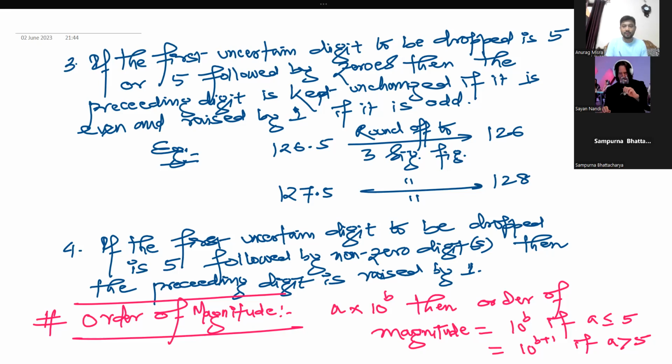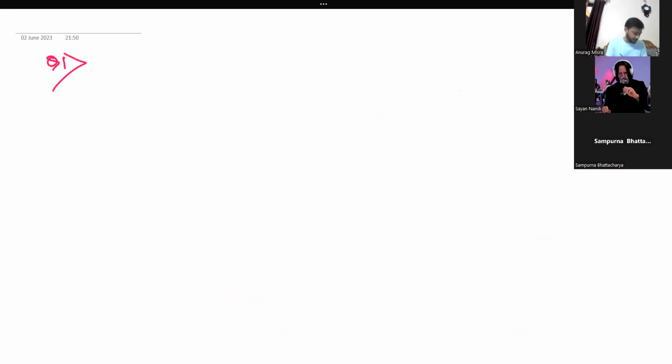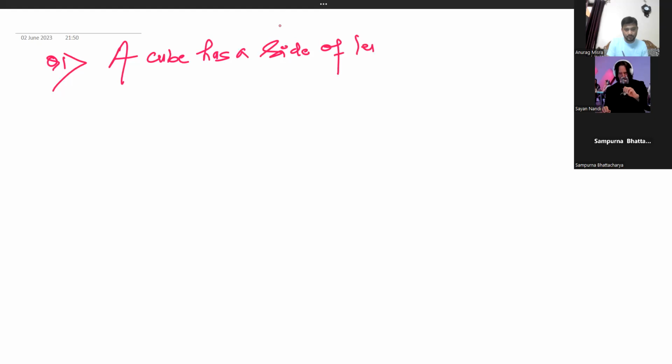The first problem that we have, question one: a cube has a side length. The cube has a side of length 1.2 multiplied by 10 to the power minus 2 meter. Calculate its volume.